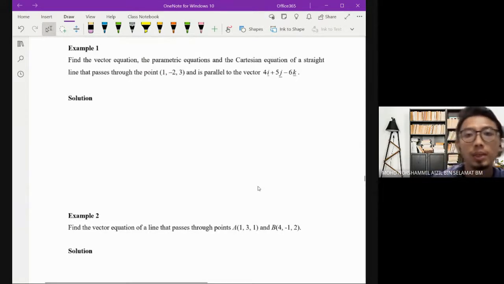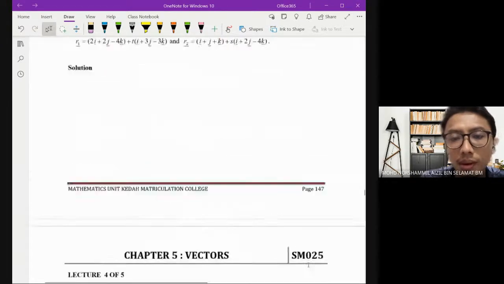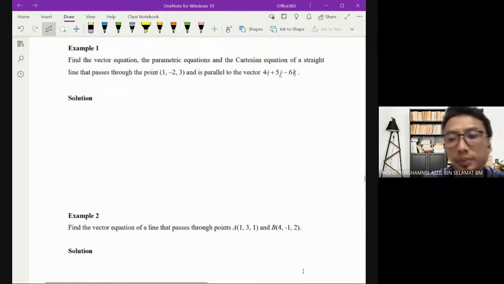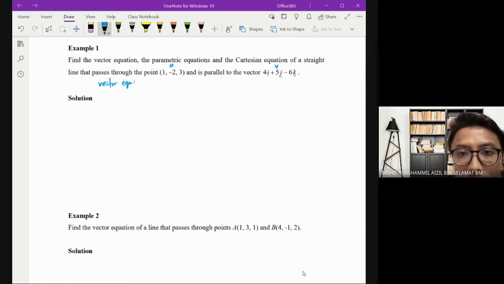Okay, let's implement that. A few more, just three examples. I don't want to go overboard, three examples are enough. Find the vector equation, parametric equation, and Cartesian equation. We want the line passing through this point, which can be vector A, and parallel to vector V. The parallel one is vector V, so R equals A plus TV. Basically we can get the vector equation straightforward.